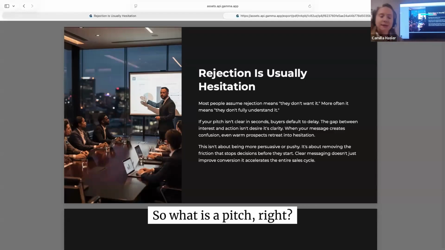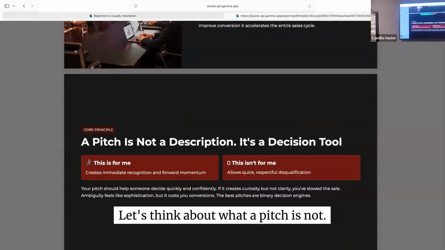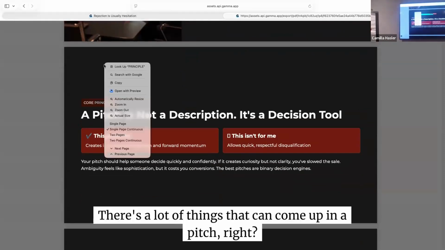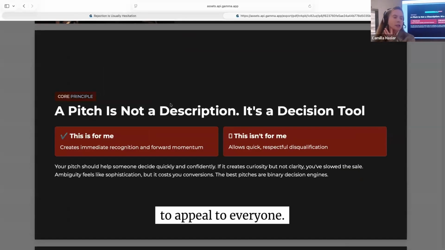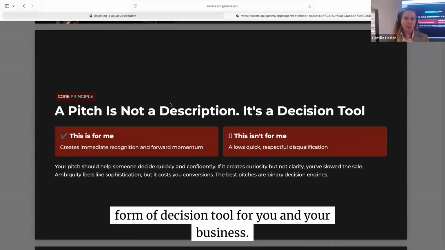So what is a pitch? Well, a pitch is a decision tool. A pitch is not a description. Let's think about what a pitch is not. There's a lot of things that can come up in a pitch. A pitch is not necessarily going to appeal to everyone. A pitch is definitely not a description, but in the way I see it, it's a form of decision tool for you and your business.